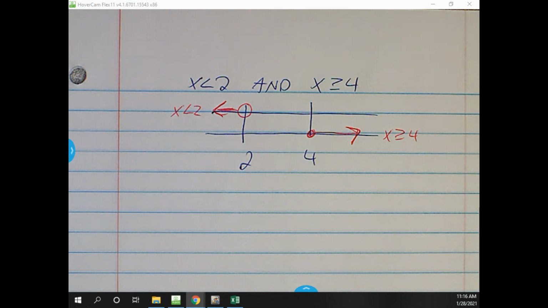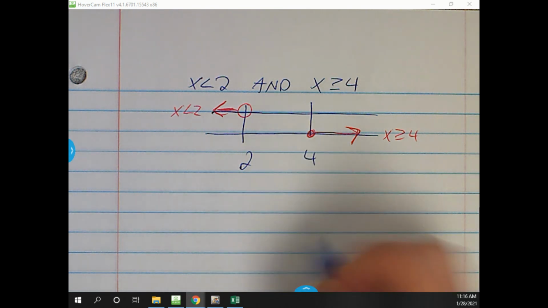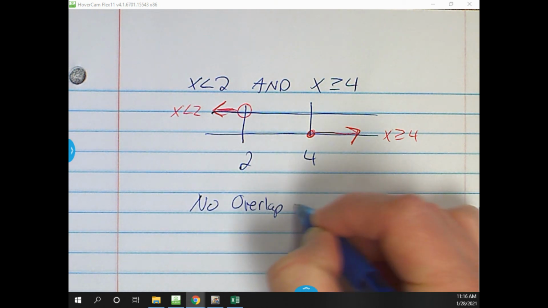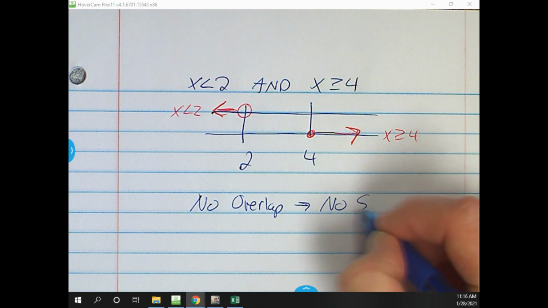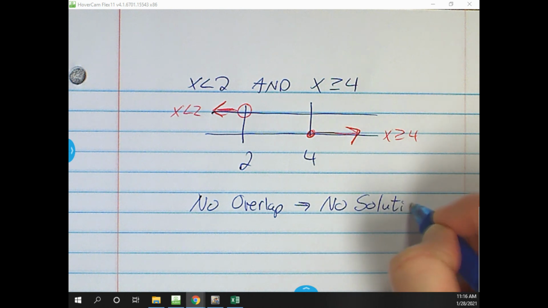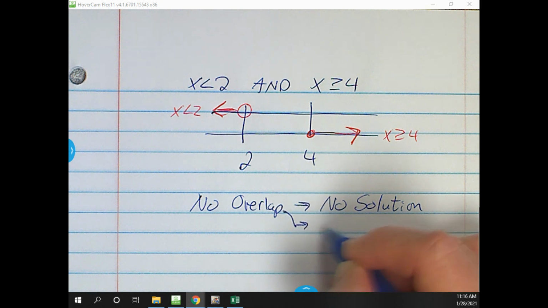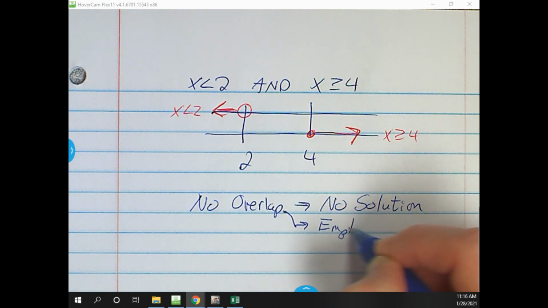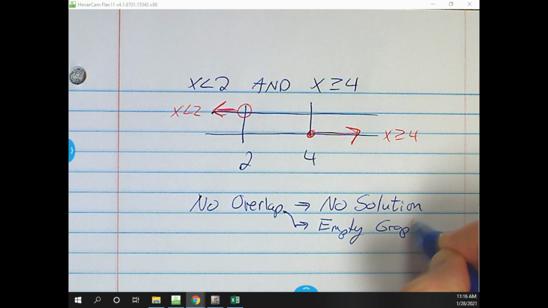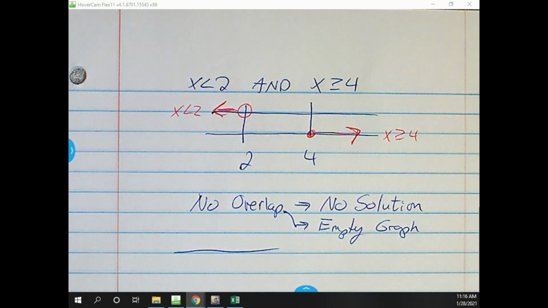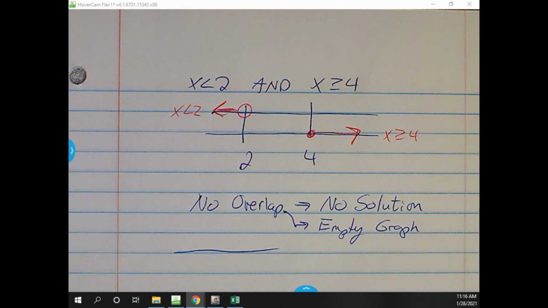And you go up, they don't overlap each other, right? So if there's no overlap, that means there's no solution. Okay. And if there's not an overlap, that means that it's an empty graph. So the answer would just be a blank graph. If there is no overlap, then there is no graph at all because there's no solution. There is not an answer that you can put on here that would fit into both of those categories.